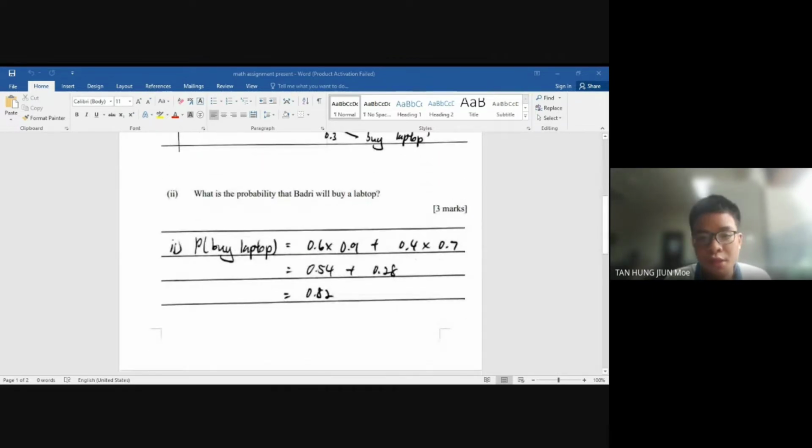Next, for question 4a2, in order to count the probability that Bazri will buy a laptop, we have to refer to the first line and the third line from the tree diagram. Hence, we will get 0.6 times 0.9 plus 0.4 times 0.7, and we will get 0.82.